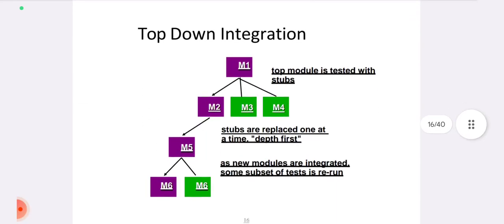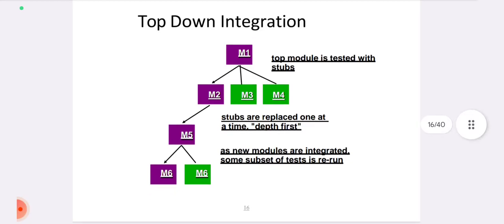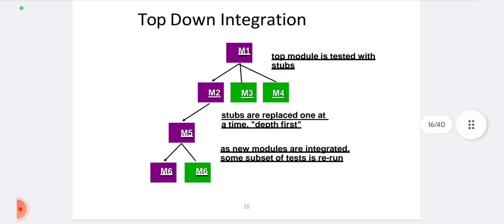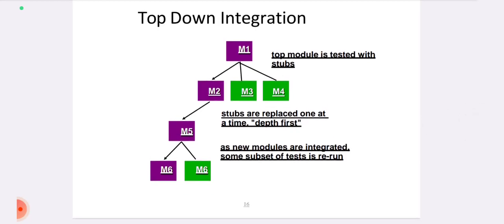So first thing, the top down approach. Here the top module is tested with stubs. Stub means it's a subordinate program, driver means it's a main program supporting. So both drivers and stubs are supporting the modules. Here stubs are replaced one at a time, in a depth first manner.